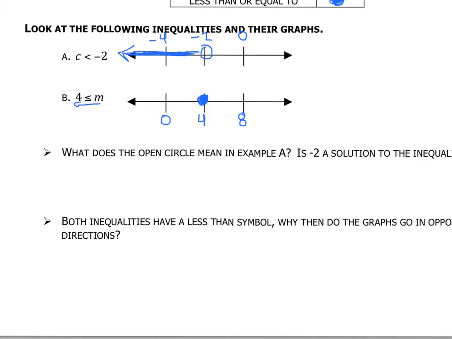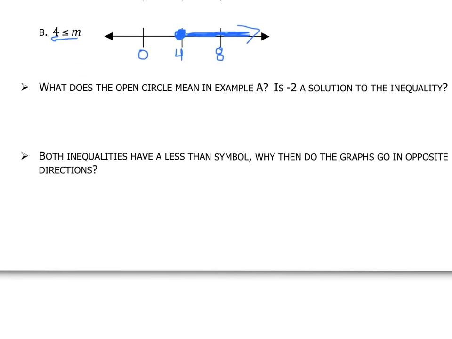Now since it's greater than, we go right. And we're going to shade, make it nice and bold so you can tell, and going in that direction. And that's how we do it. That's how you graph inequality. We'll talk about graphing more complicated inequalities later, but these are the pretty simple ones. Okay? All right.